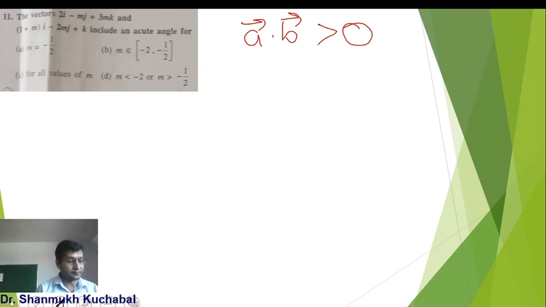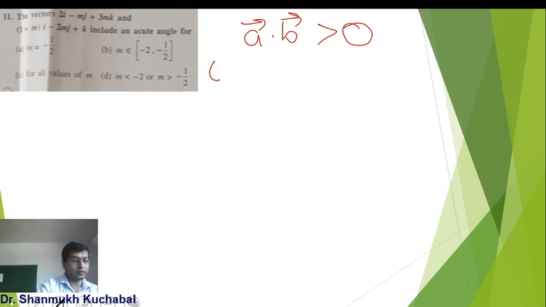Yes, we'll move to our next example. Here, two vectors are given, inclined at an angle, and we have to calculate that angle. Inclined at an acute angle means that if you take their dot product, it is always greater than 0. So we have two vectors, and we take their dot product.